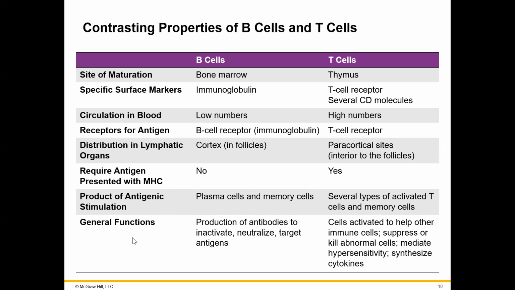General functions, when we look at B cells, we see production of antibodies, which are inactivating, neutralizing, and targeting antigens. Under T cells, cells are activated to help other immune cells, suppress or kill abnormal cells, mediate hypersensitivity, and synthesize cytokines.